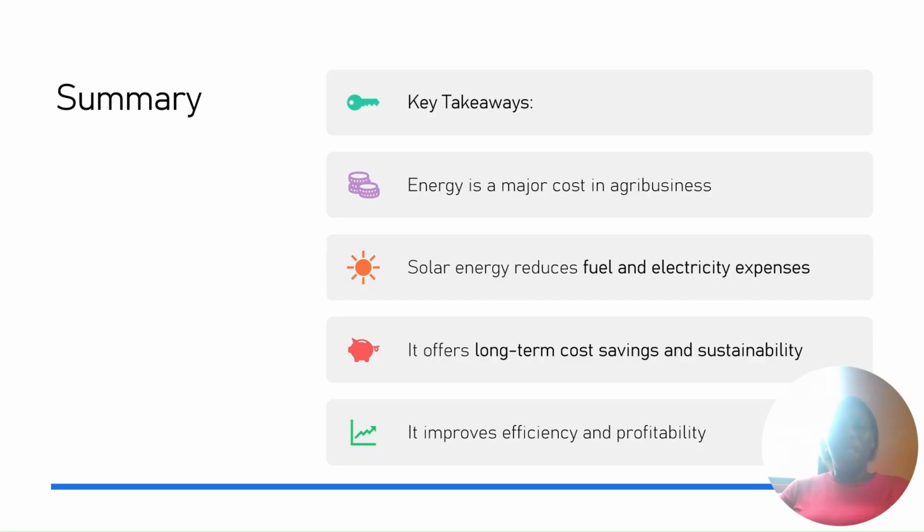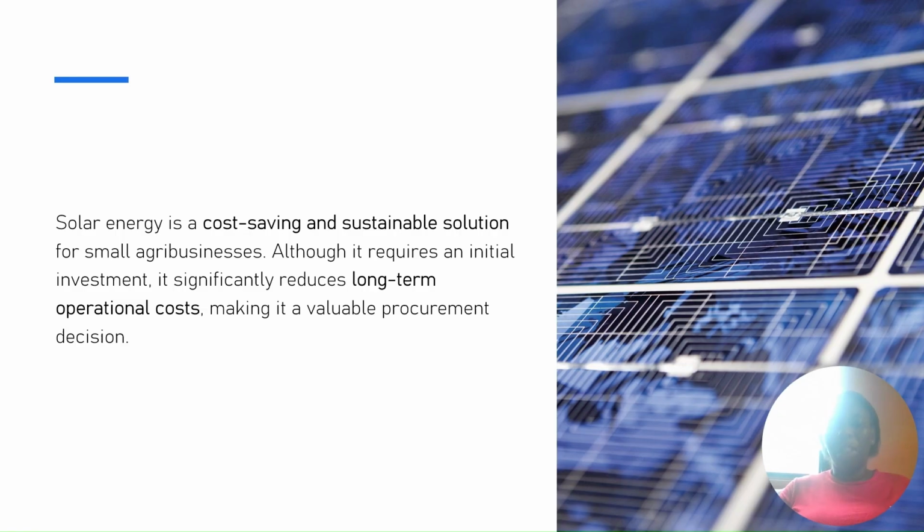In summary, energy is a major cost in agribusiness. Solar energy reduces fuel and electricity expense. It also offers long term cost savings and sustainability and improves efficiency and profitability. In a nutshell, it is a cost saving and sustainable solution for small agribusinesses. Even though it has the disadvantage of a higher initial cost, the long term benefit supersedes all the initial costs incurred. And so this is a very valuable procurement decision.